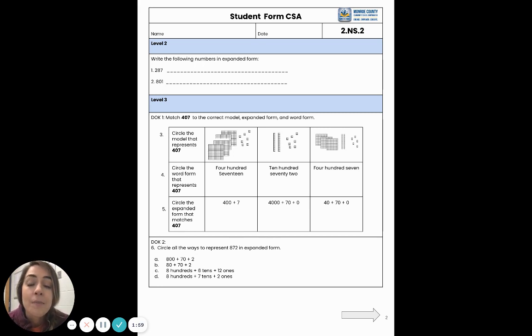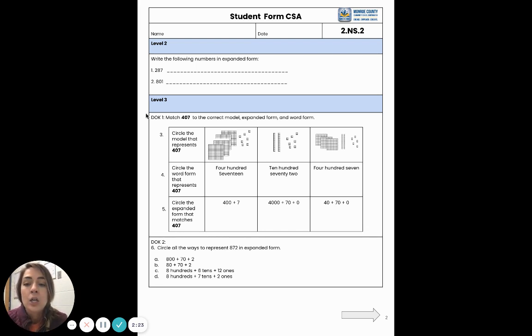If you can't remember what that is, I would always suggest you looking at other parts of the test, and maybe there will be something on the test or the assessment that will spark your memory. So maybe you don't remember what expanded form is, but if you look around on the paper, you'll say, oh, I see that that's expanded form. Now I remember. It's always good to use those resources.